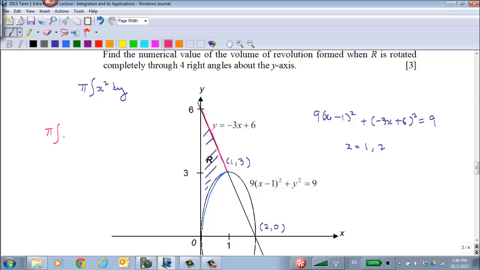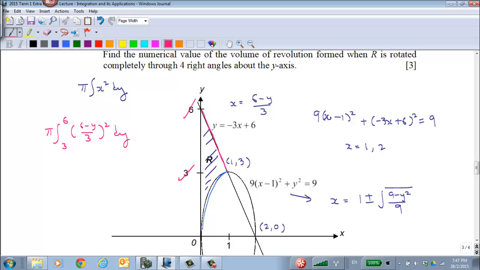Well, for the first part here, we have to make x a subject first. So let me make x a subject first. Okay, it should look something like this. And then if you make x a subject here, it will look something like this. Okay, so how to do the orange color volume? You will have 6 minus y over 3, whole thing squared, dy from 3 to 6.